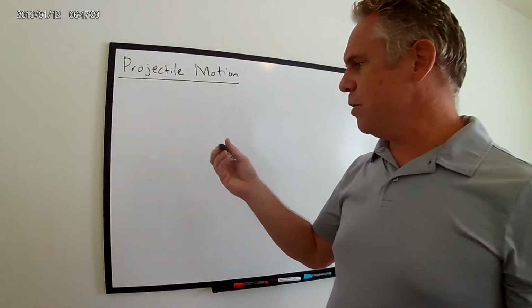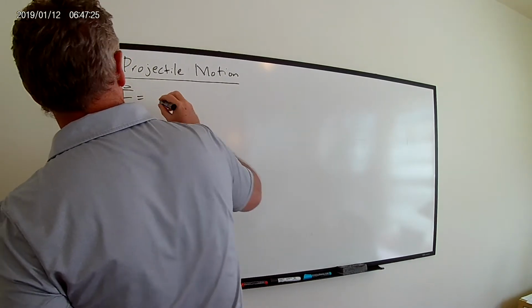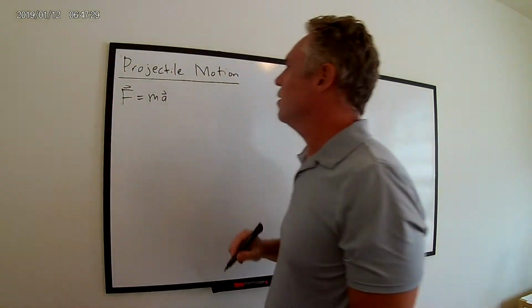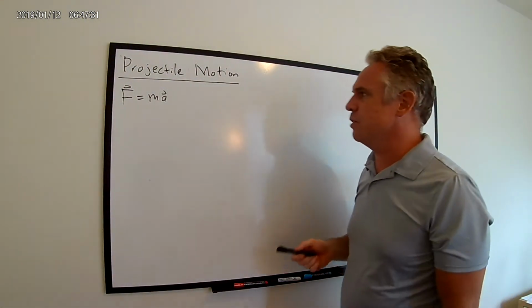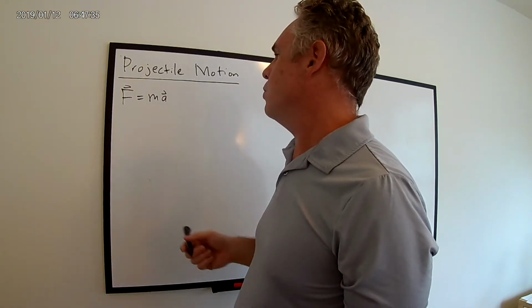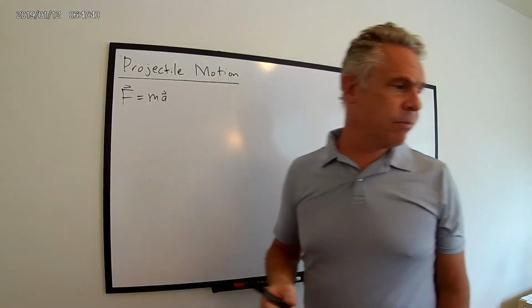Everything in projectile motion is based off of Newton's second law, which I gave to you guys in the previous class, and it's F equals ma. This should be familiar to you physics folks out there. This is Newton's second law. It's a fundamental law of motion, and we can use this to find the acceleration.